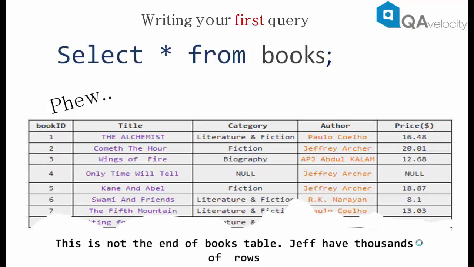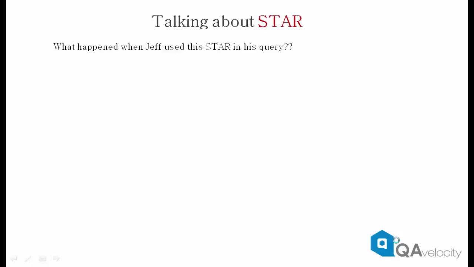Alright then, once Jeff executed the select query with a star, he got a long list of books which are written by different writers. It was again a tedious task for Jeff to get the names of all books written by Jeffrey Archer. And if Jeff tried to note the list, it is very possible that he left out some books.